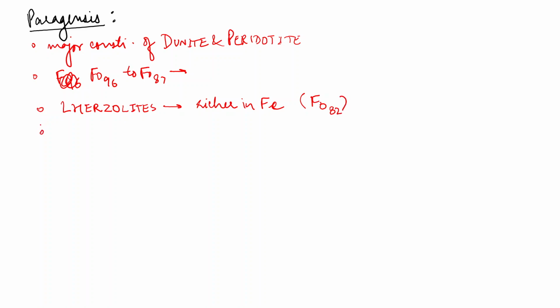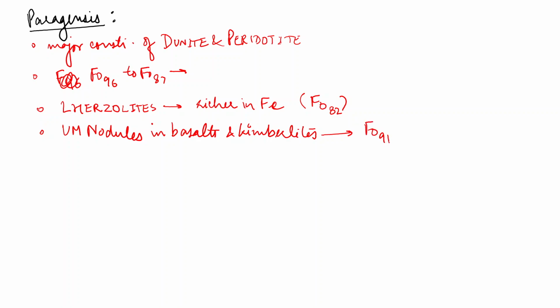Then you also get olivines in ultramafic nodules in basalts and kimberlites. Kimberlites. So here, in case of ultramafic nodules in basalts and kimberlites, the composition now ranges from FO91 to FO86. Again, more rich in the forsterite.